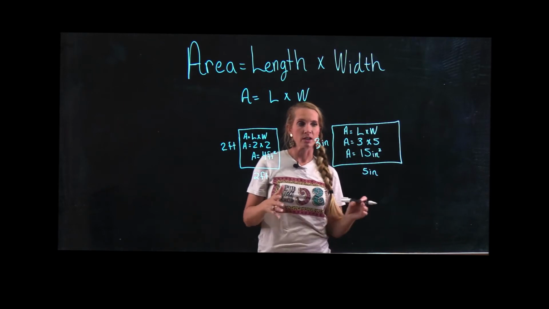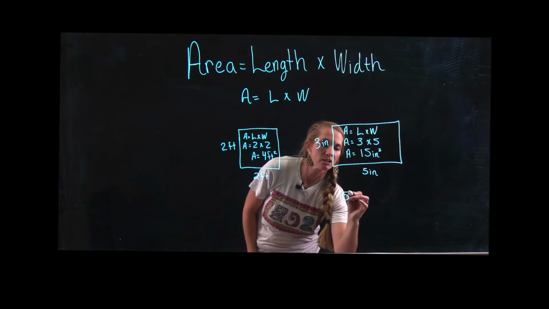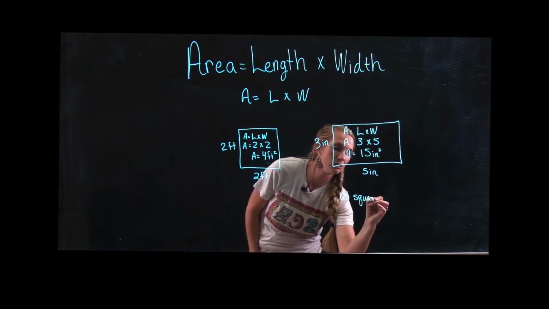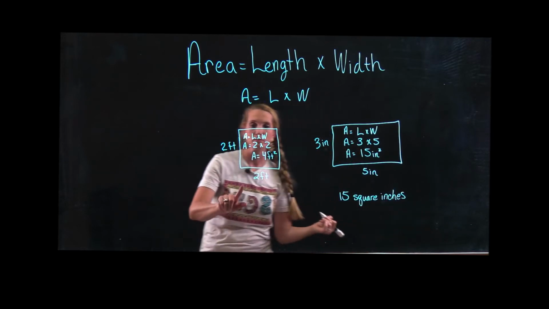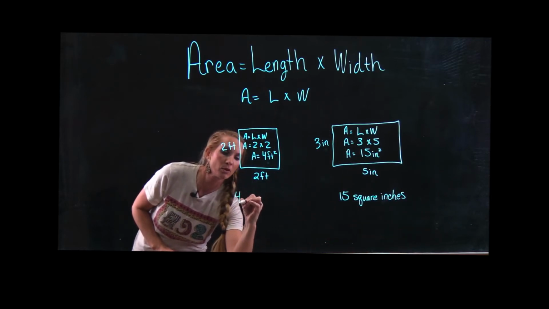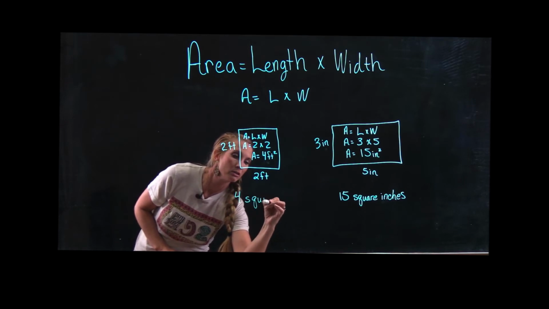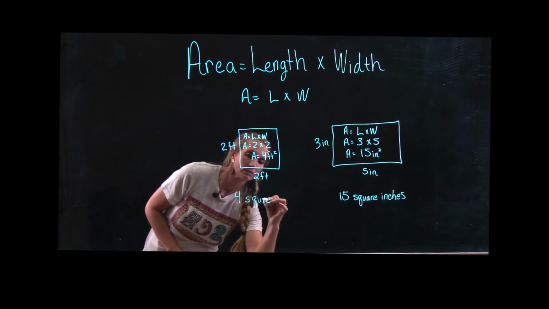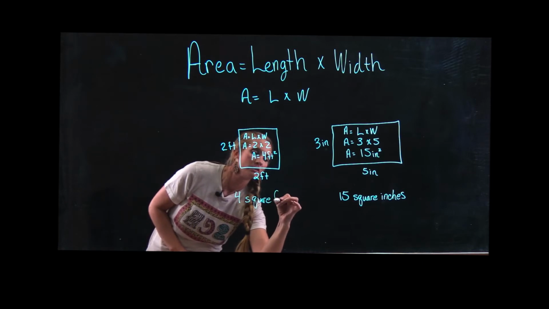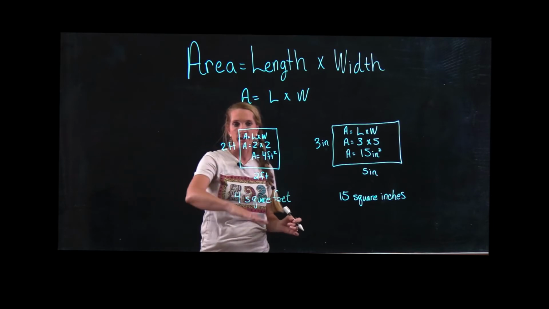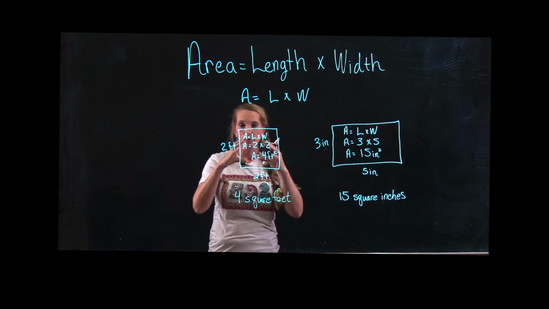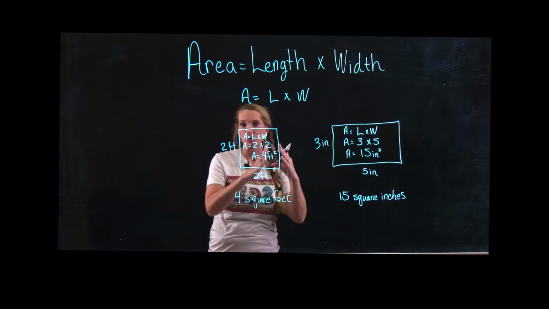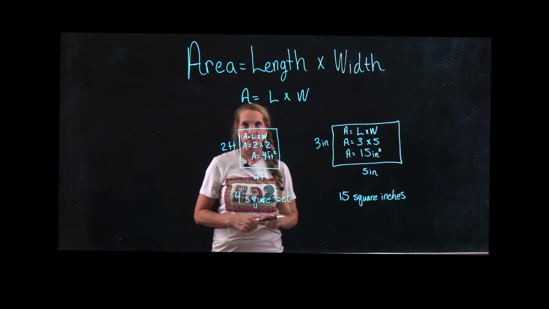You may also see it as 15 square inches. You may also see it written as 4 square feet. I forgot my A. So you may see something like that, or you'll see it as feet squared. But basically what it means is that feet is being multiplied twice to find the area of a unit.